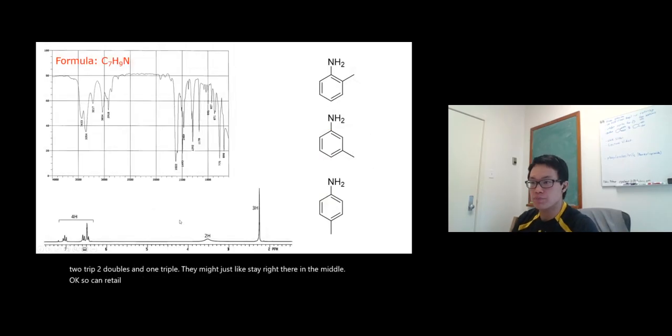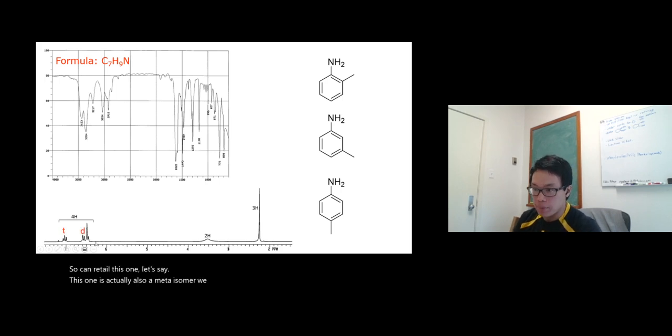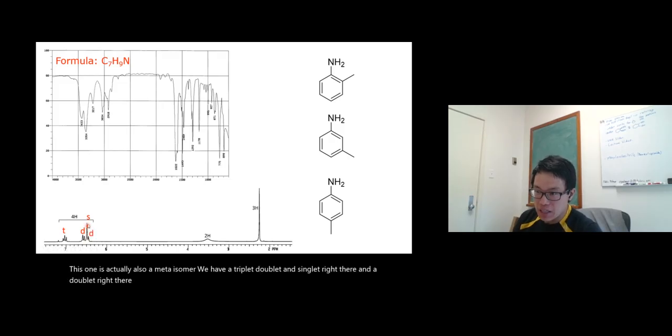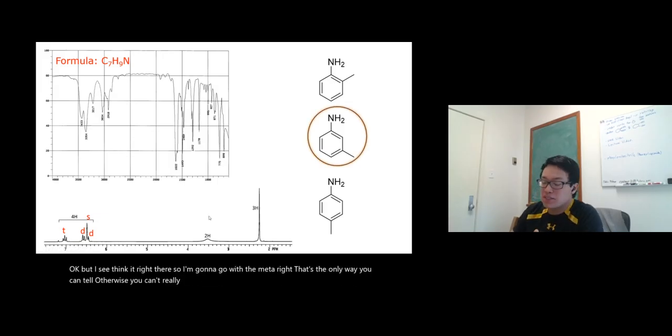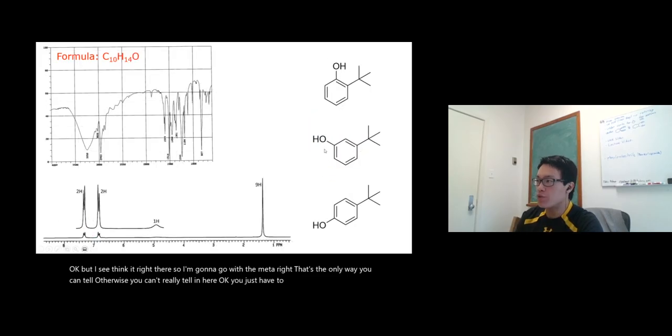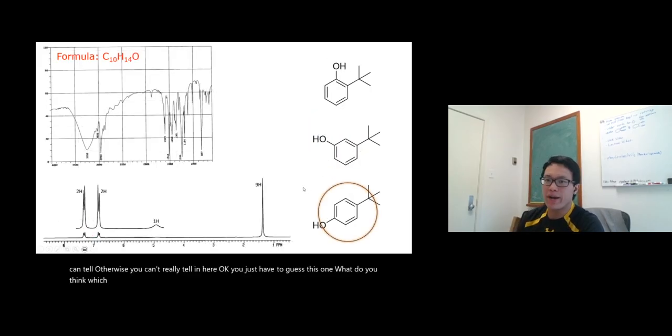This one, let's say. This one is actually also a meta isomer. We have a triplet, doublet, and singlet right there, and a doublet right there. So the singlet is a little abnormally high, only because of the overlap of this singlet and the doublet. Okay, but I see a singlet right there, so I'm going to go with meta. All right, that's the only way you can tell. Otherwise, you can't really tell in here. Okay, you just have to guess. This one, what do you think? Which isomer? Oh, this one's easy. This one is the para isomer. Okay.